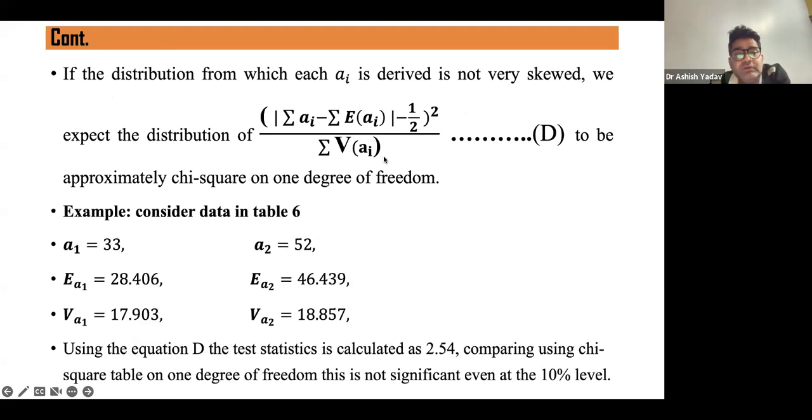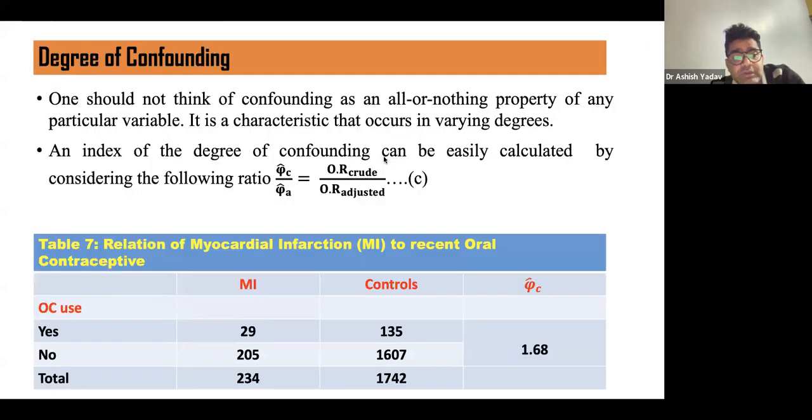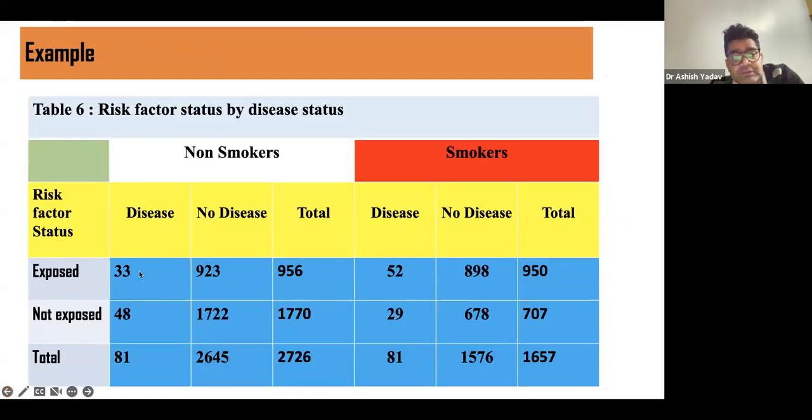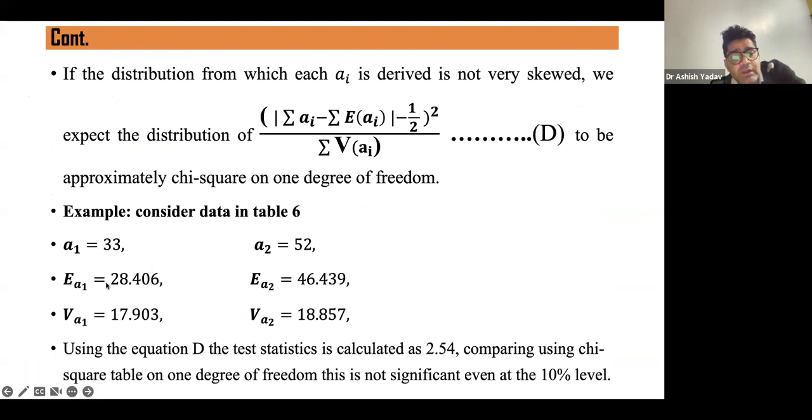So we calculate it and use this test statistic. From table number 6, the A1 value which we are getting is 33. So we find out the expected value, which is row total 956 by column total, which is 81, divided by grand total, which is 2726. So you can see that we get the same one, 33, and EA1, the expected value, we get as 28, and the variance of this value we get as 79. Similarly, the A2 value is 52, the expected value we get is 46, and the variance value we get as this much.